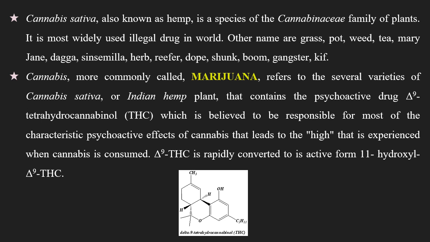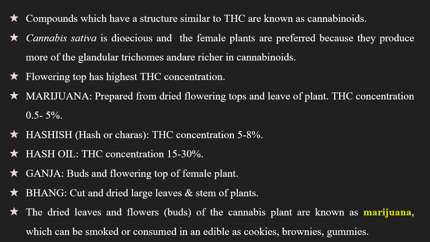is rapidly converted to its active form, 11-hydroxy delta-9 THC. This is the structure of the most potent compound present in cannabis sativa, that is delta-9 tetrahydrocannabinol or delta-9 THC. The compounds which have a structure similar to THC are known as cannabinoids.